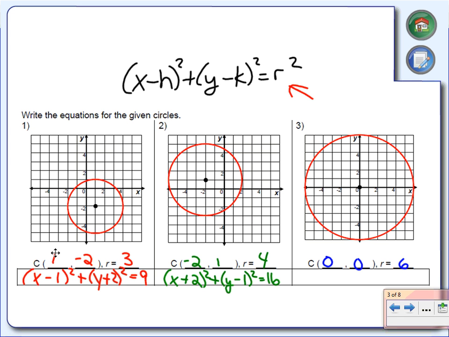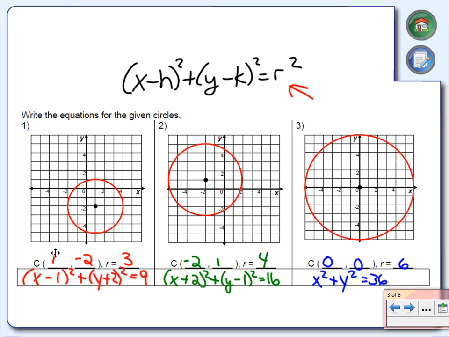Now, since it's 0, 0, we don't even need to bother putting a plus or minus. What we're going to do instead is just write this as x squared plus y squared is equal to something. And I can do that because it's a 0, 0 for the center. What is it going to equal to? 36. That's what we get from the square root of 6. 6 squared is 36. All right, so the equation for number 3 is x squared plus y squared is equal to 36.